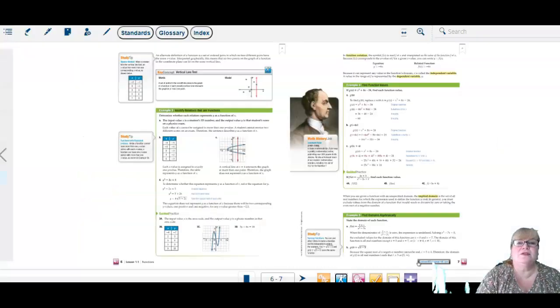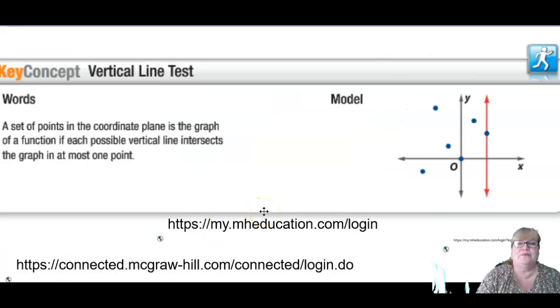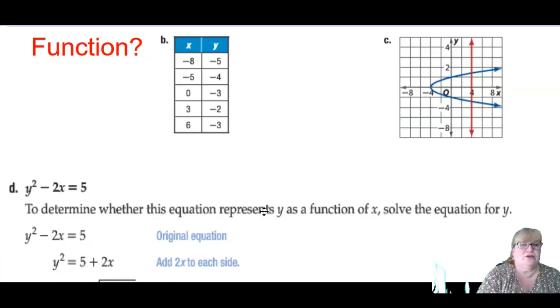All right, so that wasn't very exciting, but in case you can't remember what the vertical line test does, there we go. All right, so is this a function? The x's do not repeat, so yes. Is this a function? Vertical line test fails, so no.